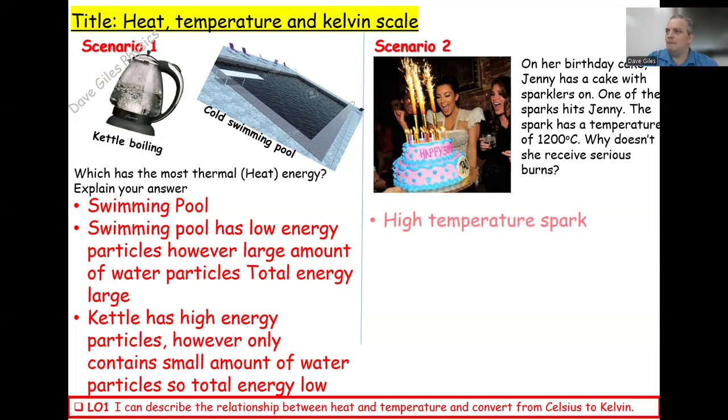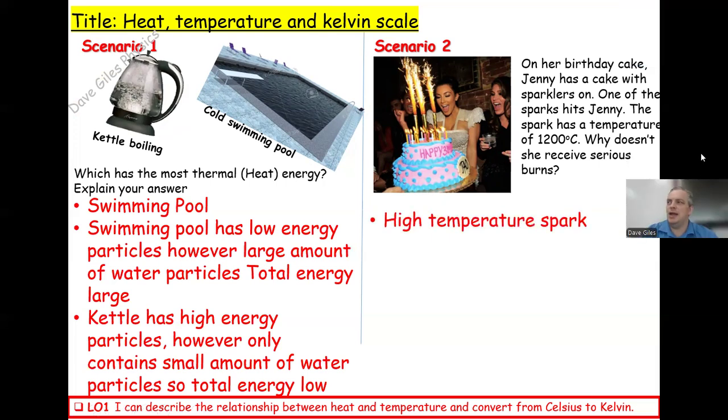Scenario 2: we've got Jenny and her birthday cake. On her birthday cake, Jenny has a cake with sparklers on. One of the sparklers hits Jenny. The temperature of the spark is 1200 degrees Celsius. Why doesn't she receive serious burns?